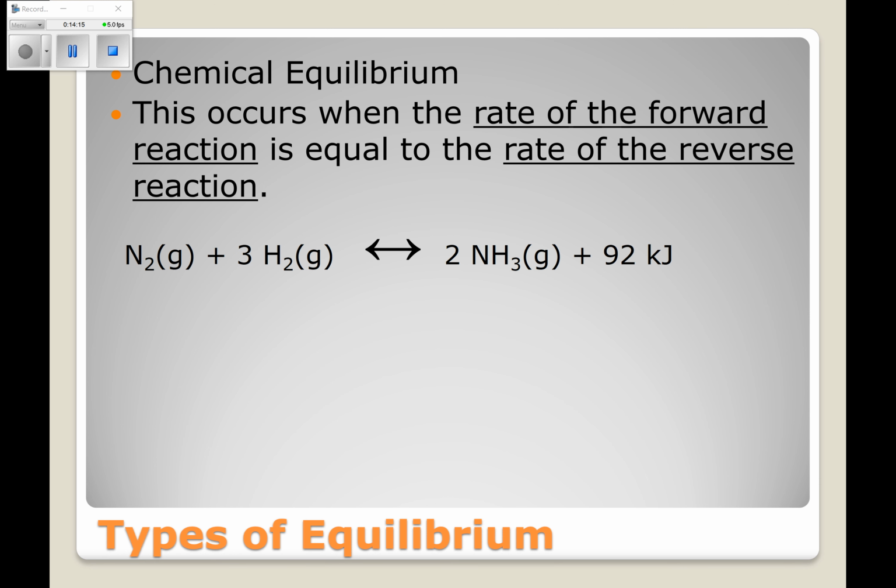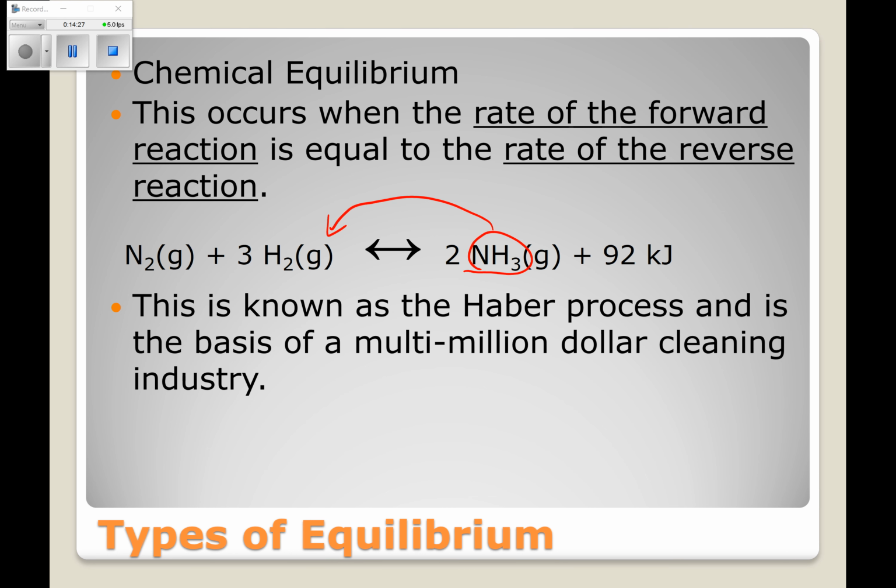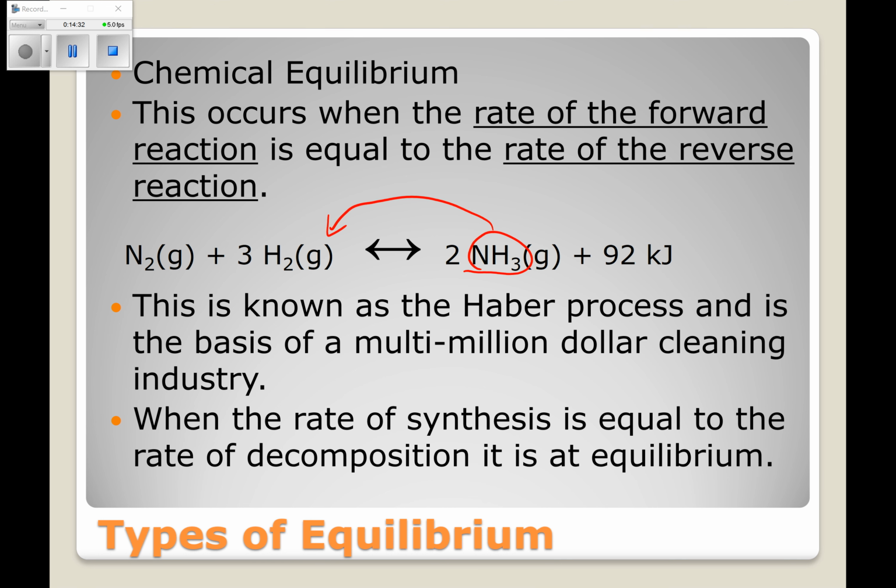And just like any equilibrium, this occurs when the rate of the forward reaction is equal to the rate of the reverse reaction, or the rate at which ammonia is being formed equals the rate at which ammonia is being decomposed. We've talked about the Haber process before, the basis of a multi-million-dollar cleaning industry. And when the synthesis reaction equals the decomposition reaction, then we achieve equilibrium.